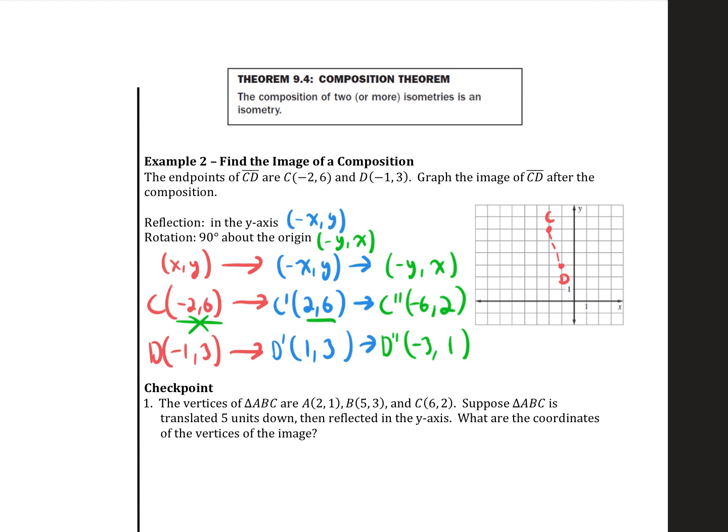So for blue, we have (2, 6), right 2, up 6. That's C prime. Then we have D prime, is right 1, up 3. You can see that that's a reflection. And then we have the green one, which is left 6, up 2. That's C double prime. And then we have D double prime, is left 3, up 1. And that's going to be where it ends up. Okay, sounds good.